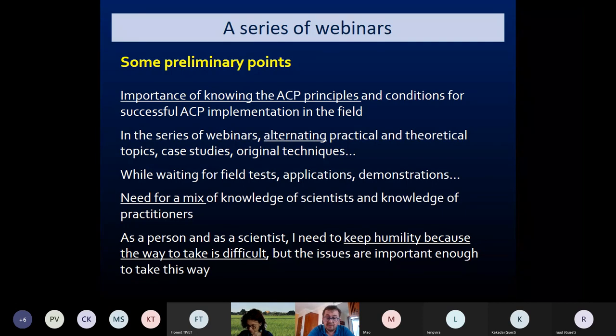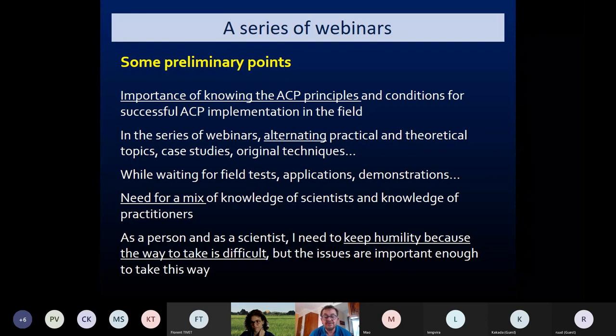I would also like to stress that I am a very senior scientist. I am 61 years old, and it's not what I said when I was younger, but today I am convinced that science alone is nothing. We absolutely need to share the knowledge of scientists, of course, but also the knowledge of different actors, and mainly farmers, but also advisors and policymakers and so on, consumers, of course. And I would also like to say that I have to be modest, and I have to have humility, because the way to take up ACP is very difficult.